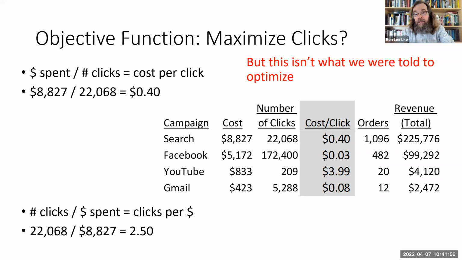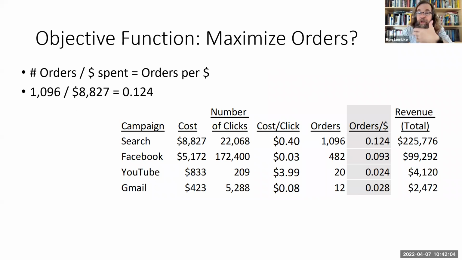But if all we had was clicks and the cost, we could go this way, but that's not what we're going to do here. Another thing we could do is try to maximize the number of orders that we receive. So we know, for example, with search ads, we received 1,000 orders and we spent $8,000. So if you take 1,000 orders and divide by $8,000, we got 0.124 orders for every dollar that we spent. And if we didn't have the revenue column there, this would be a good thing to try to maximize, trying to maximize the number of orders that we receive.